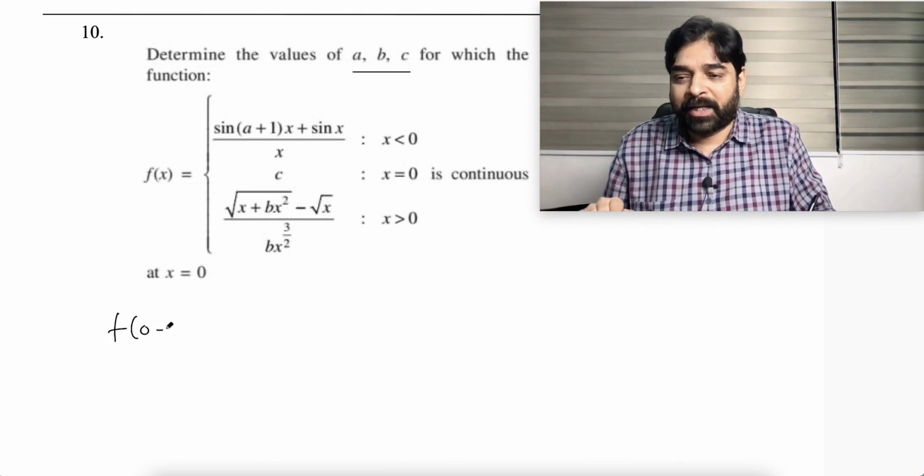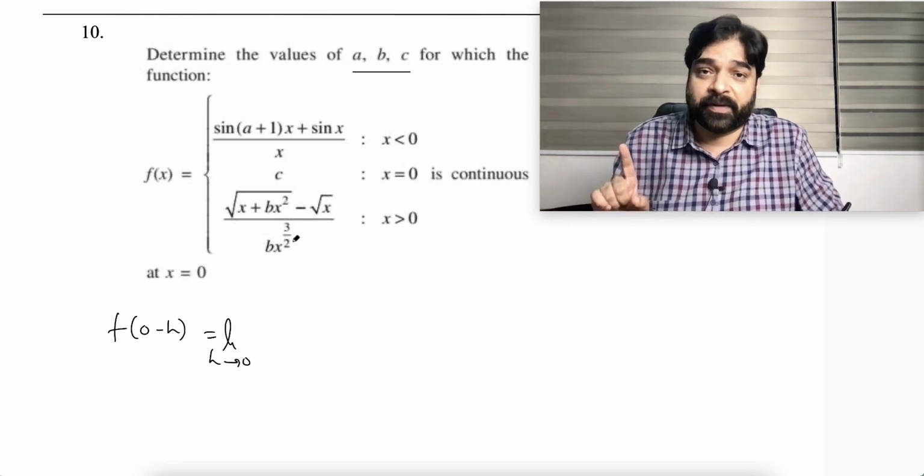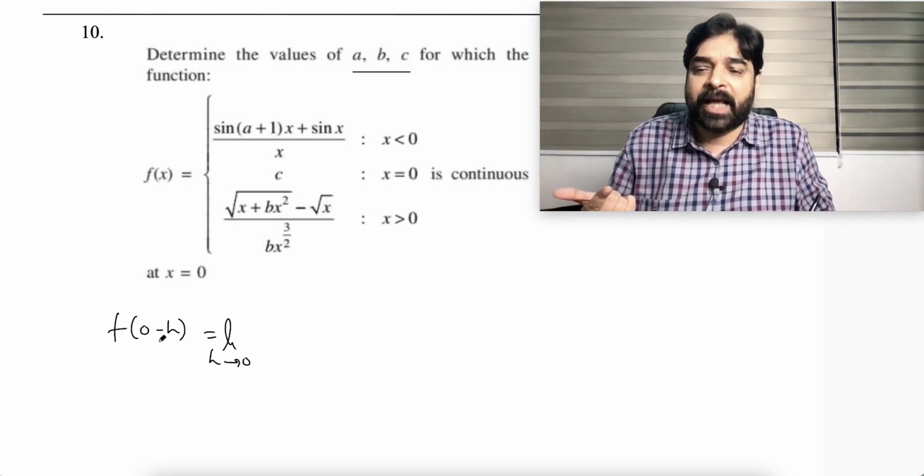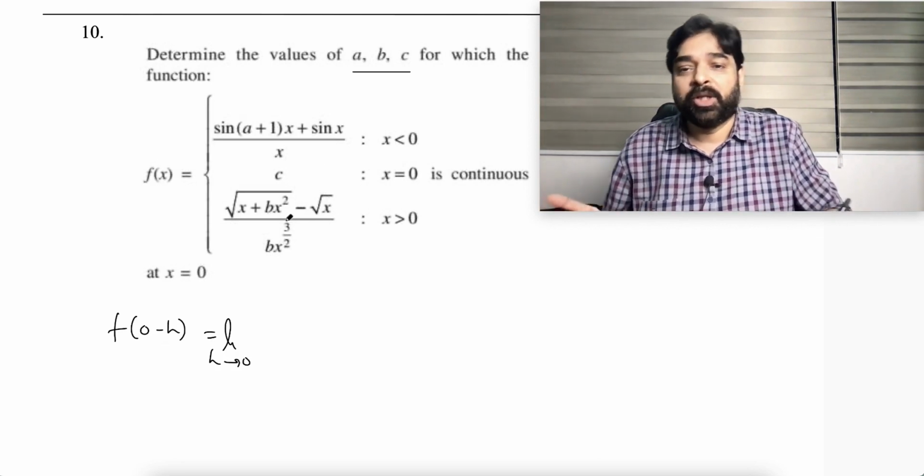So f of 0 minus h I am calculating, limit h approaches 0, f of 0 minus h. f of x has three functions, three equations. Which equation will you select? So you have to see x is 0 minus h, which is less than 0. So we will use this one.